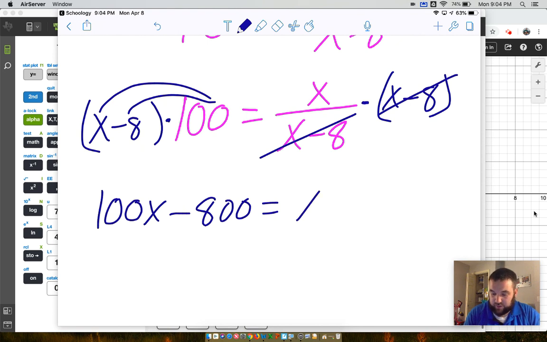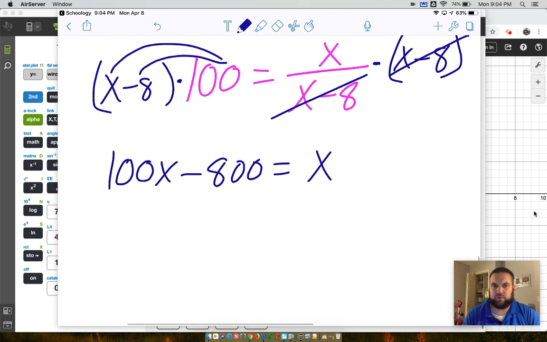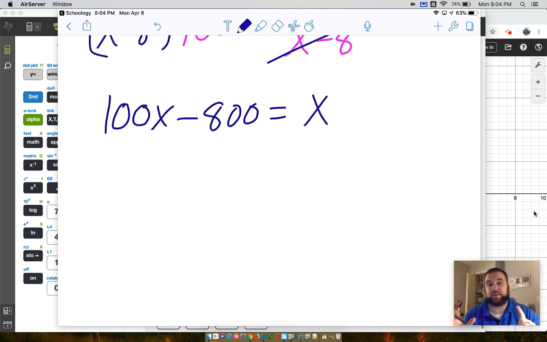equals just x. Okay, so it's kind of goofy, kind of a weird equation. I have x on both sides technically, so I need both x's to be on the same side. I'm going to go ahead and take away 100x.